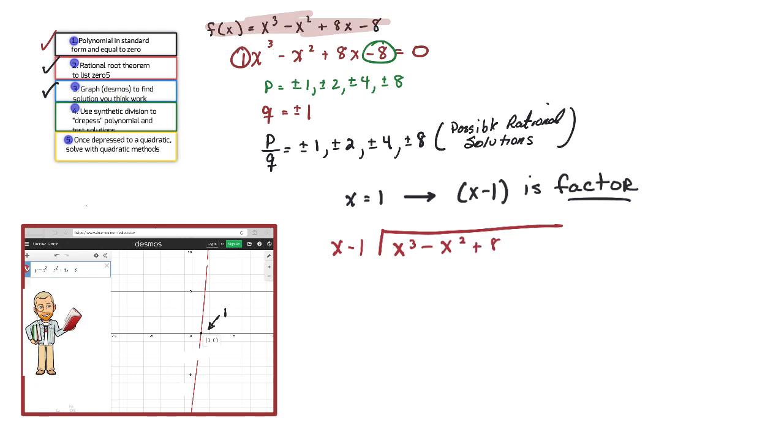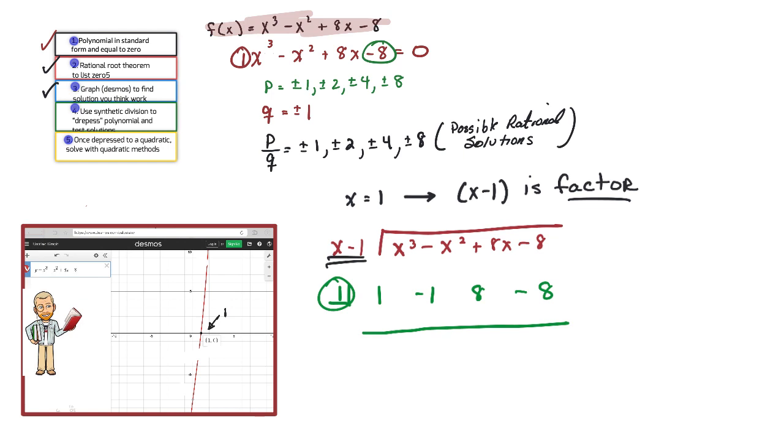Now, you don't really have to write this statement, because if we were doing this division, we would actually just put a 1 in the box and we'd use synthetic. But it's important to remember you're dividing out a factor when you put a 1 in the box. You're dividing out x minus 1. And so we carry out our division.